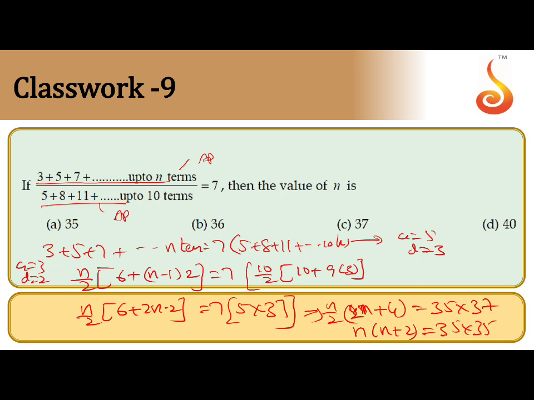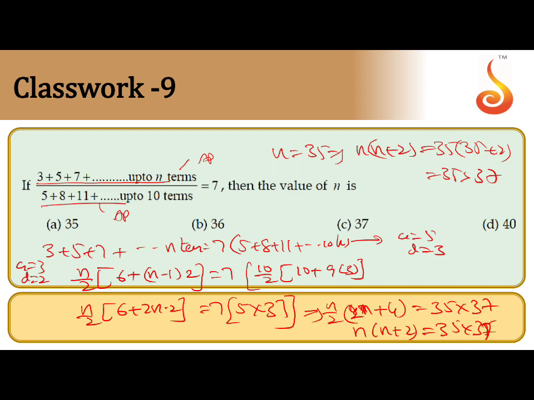So what you will do means don't multiply. Here you can go for verification. The options 35 is there, 36 is there, 37 is there. Suppose I took n equal to 35. So what is the left side? n into n plus 2, 35 into 35 plus 2. That gives 35 into 37. You got the answer.